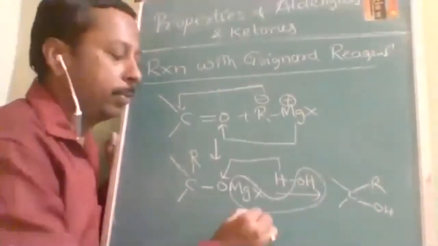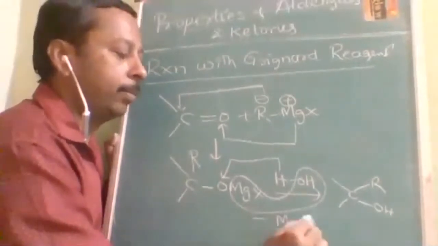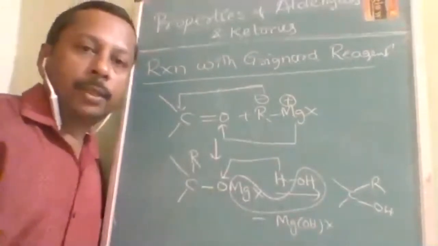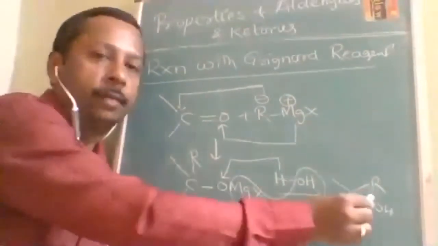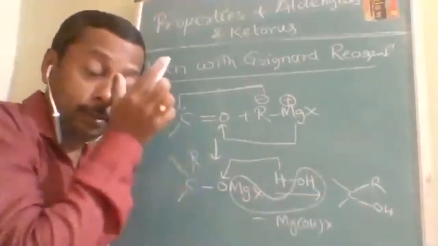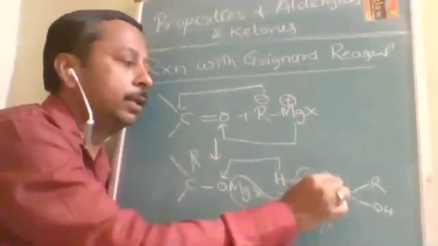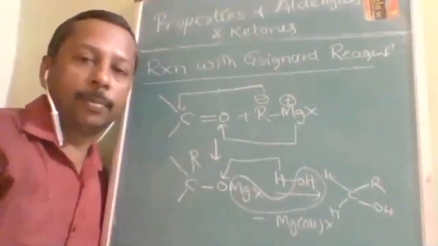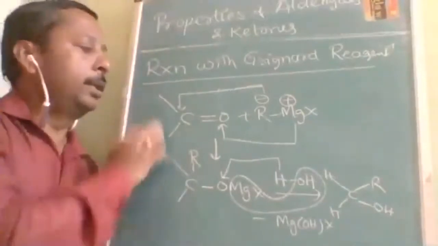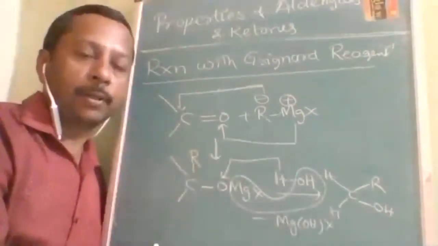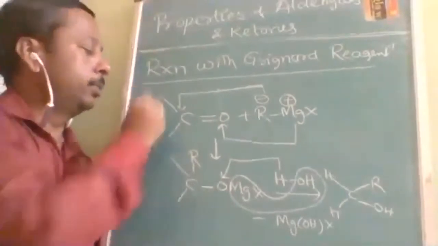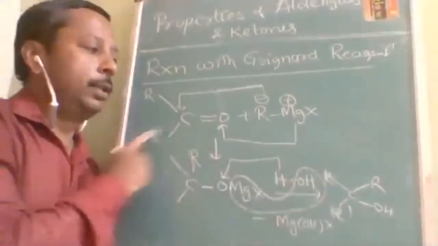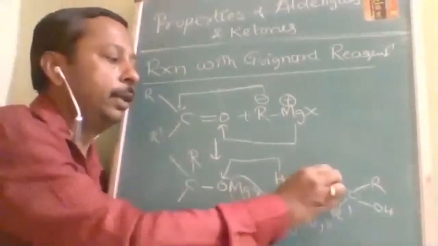But the main problem is this method cannot be used for preparing methyl alcohol, because already one R will be there. So the maximum we can prepare is a primary alcohol. If it is a ketone, we cannot prepare secondary or primary alcohol, because with R dash, R dash on the carbonyl, if we use the ketone, we can prepare a 3-degree alcohol.